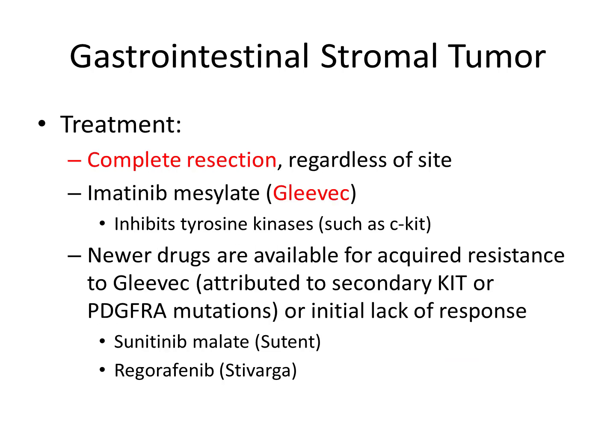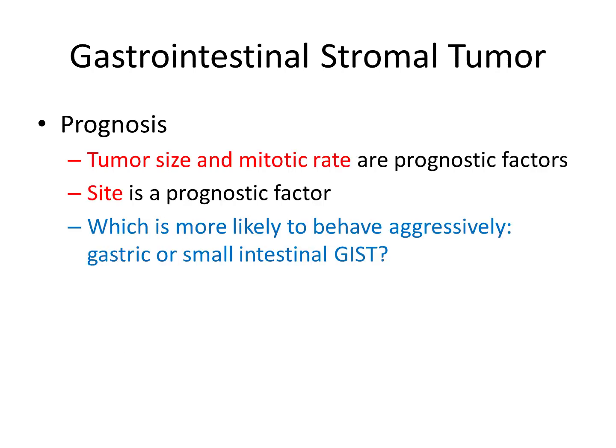Treatment includes complete resection and the use of tyrosine kinase inhibitors. Gleevec is a commonly used drug. Newer drugs are available for acquired resistance to Gleevec. Prognostic factors include tumor location, tumor size, and mitotic activity.